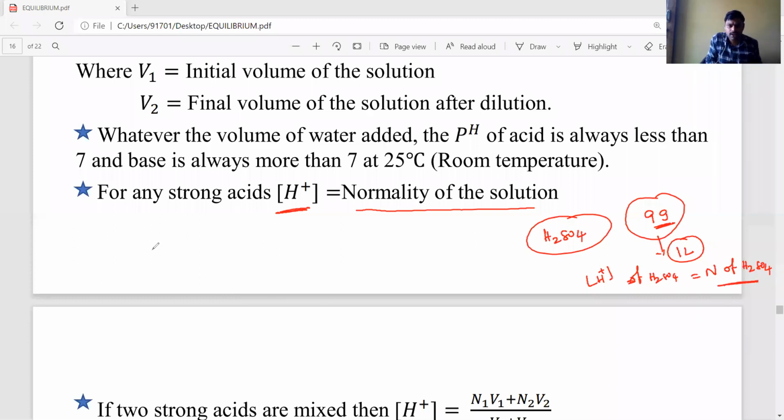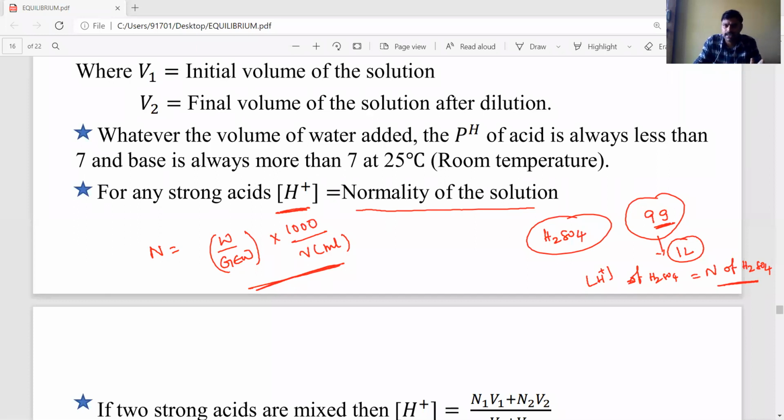Normality, how to find out? Normality is equal to weight by gram equivalent weight of solute, into 1000 by V in ml, the volume of the solution. According to that, normality will come. That normality is equal to H plus ions concentration of strong acids.